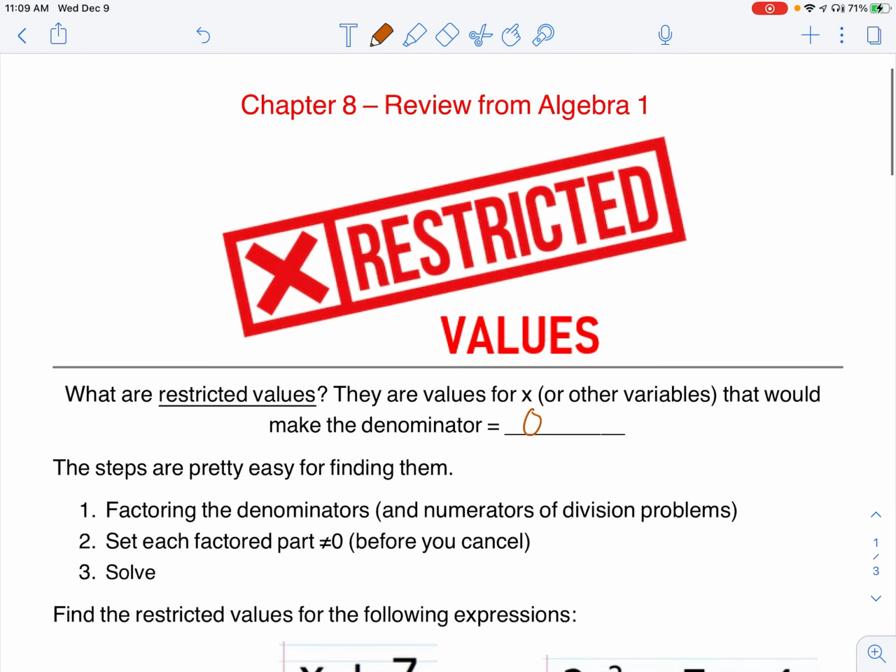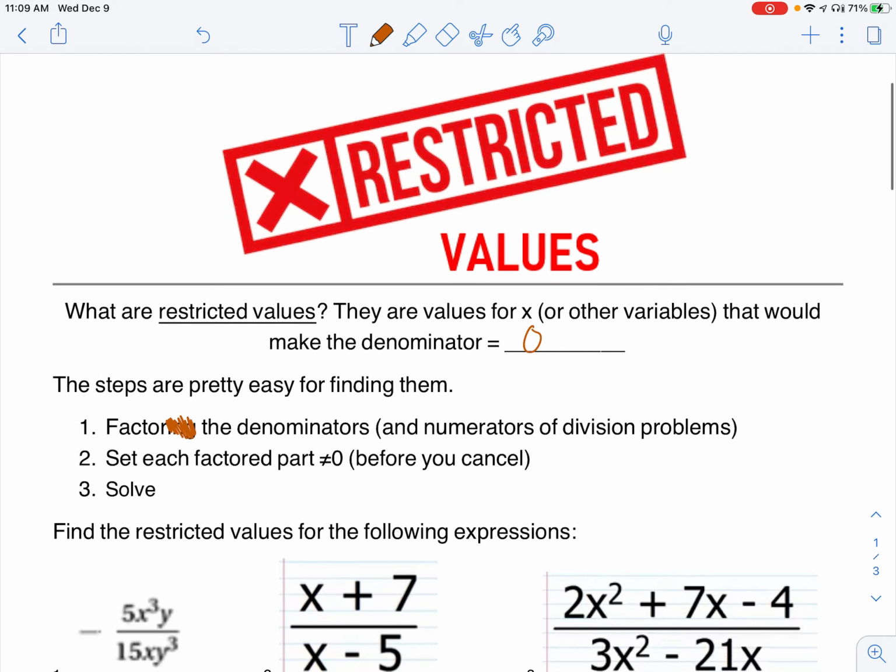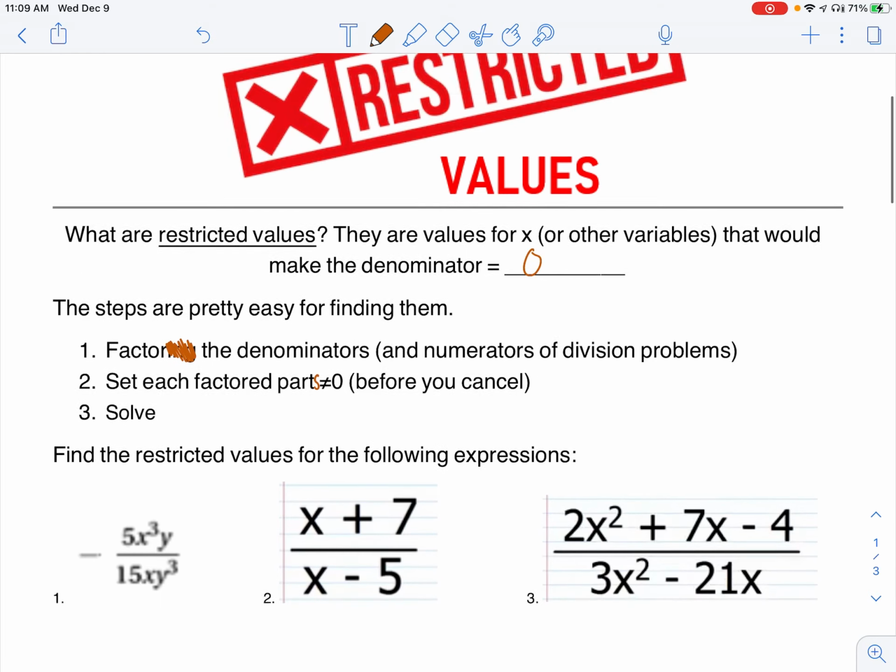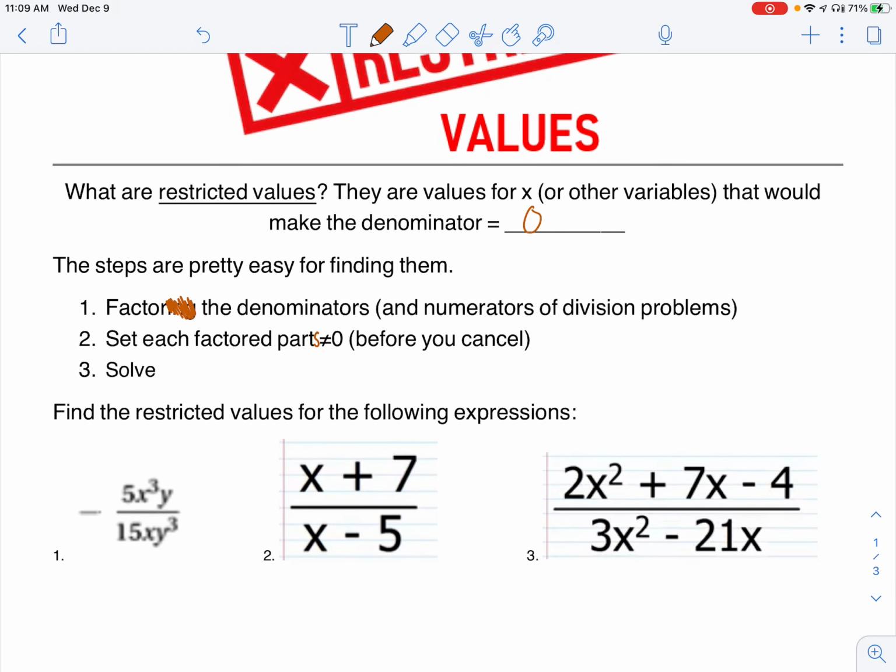The first thing you're going to do is factor. Factor the denominator, and if you have a division problem, also factor the numerators, which you should be used to already. Step 2, set each of those factored parts equal to 0, and do that before you start canceling stuff. Then solve for the variable, and that's what your restricted value is. So let's see that played out.